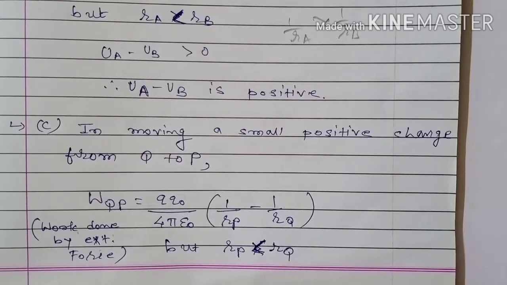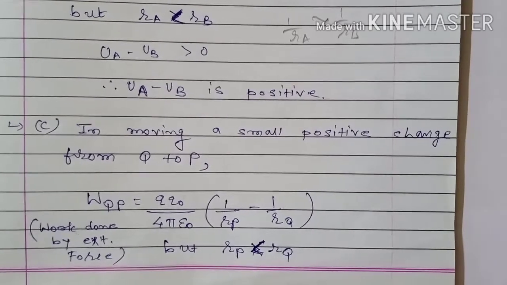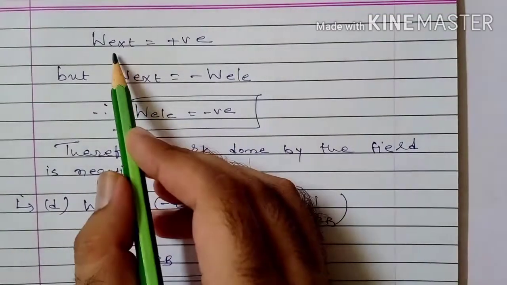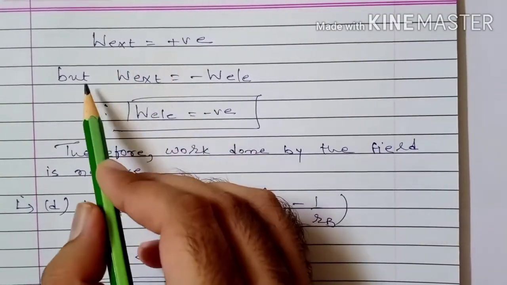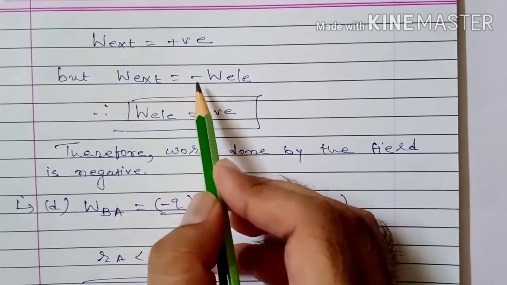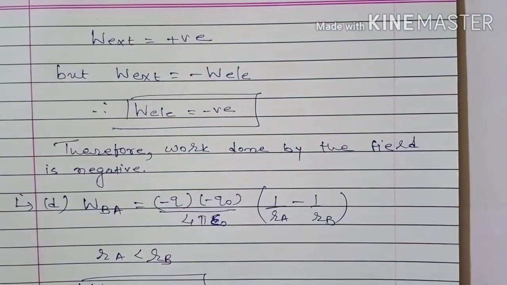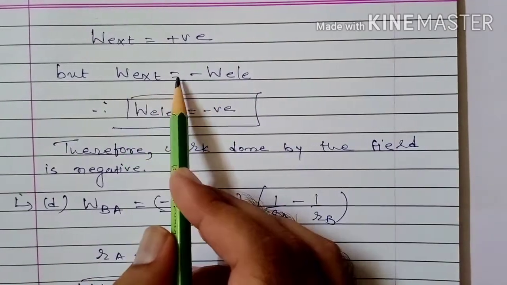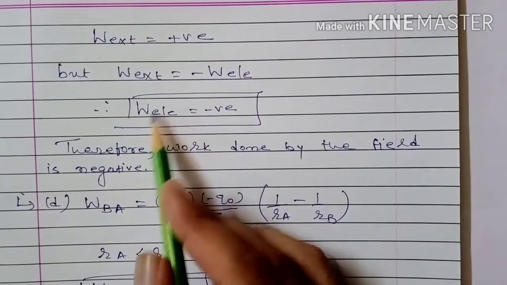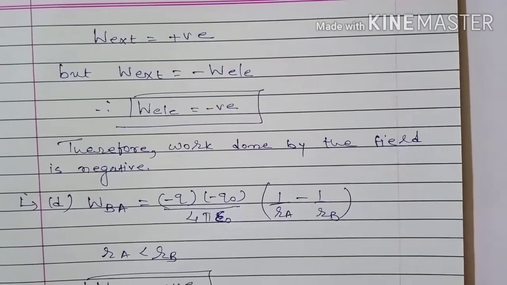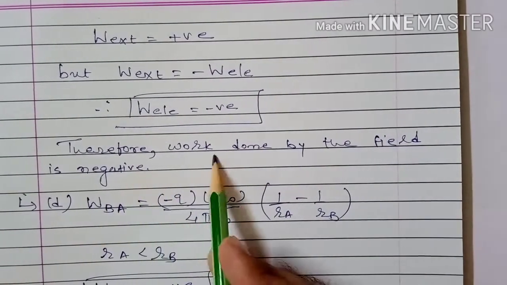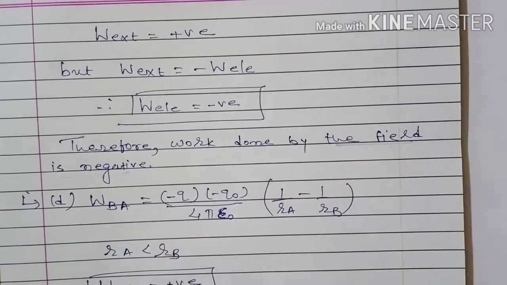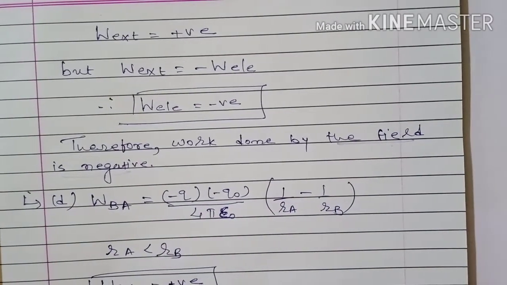But the work done by the field will be negative. Because the work done by the external force is positive, but the work done by the external force is the negative of the work done by the electrostatic force. Therefore the work done by the electrostatic force, here this is plus, minus, minus. Therefore the work done by the electrostatic force is negative. So we can say that the work done by the field is negative. Work done by the external force is not negative. Work done by the field is negative.